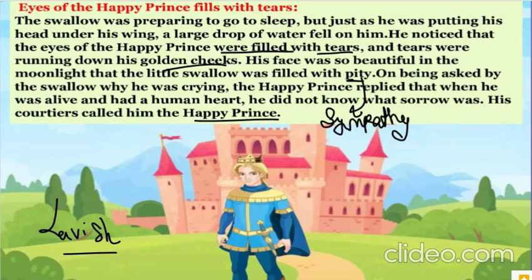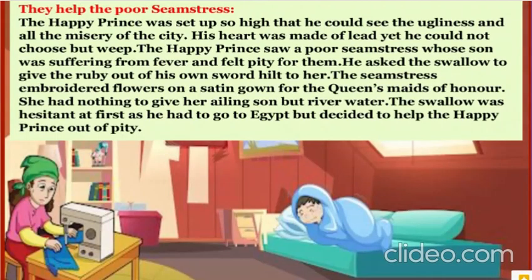So he never saw any despair of people or himself, right? And all his courtiers, meaning the people in the court of the kingdom, called him the Happy Prince because he was never sad or gloomy. He was always happy.